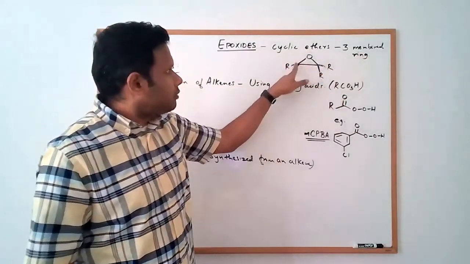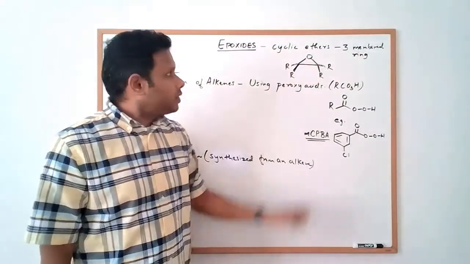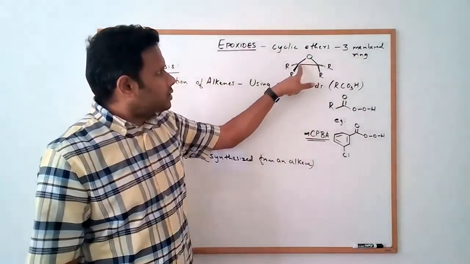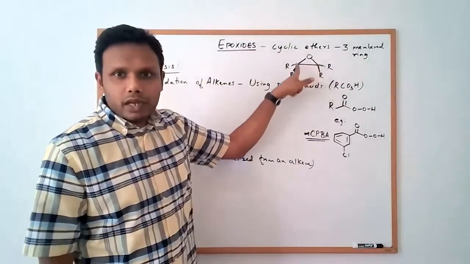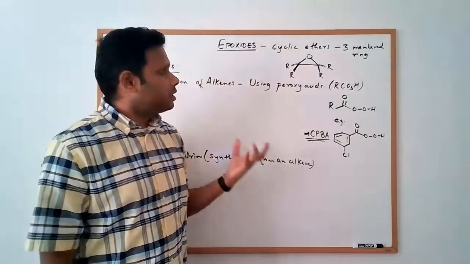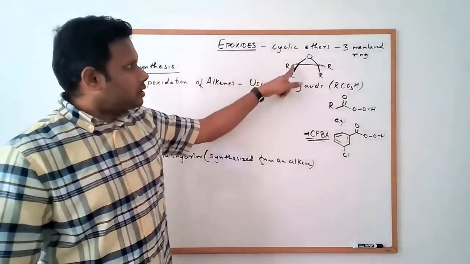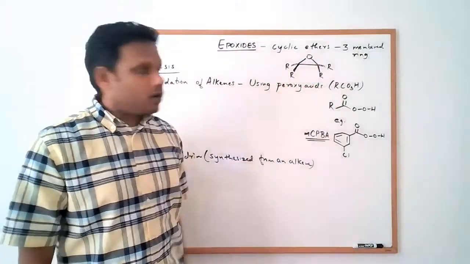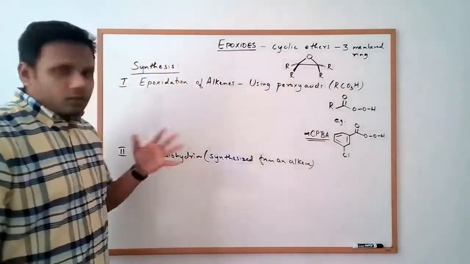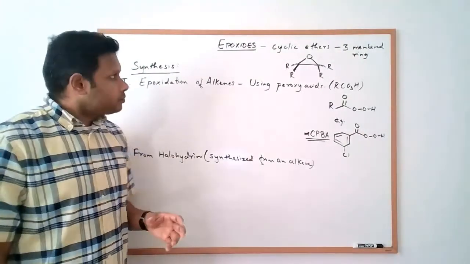So there is a three-membered ring where one of the atoms is an oxygen atom. When you look at it, the oxygen is still sandwiched between two carbon atoms. It's connected to two carbon-containing groups. So that's an epoxide, and the epoxide carbons may have substituents on them. Now, this video is going to focus on the synthesis of epoxides.